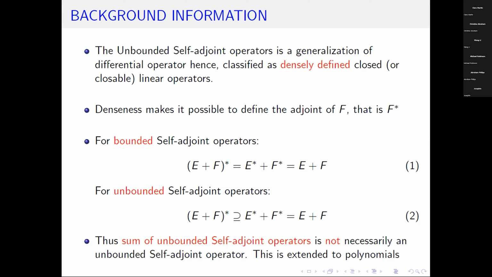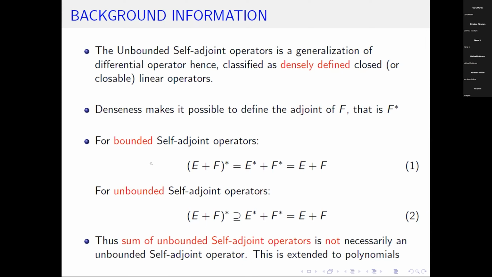Now, the self-adjoint operators are densely defined. By that I mean that the closure of the domain of the operator is equal to the whole space. Therefore, the idea of denseness is very important in our study, because it helps us to define the adjoint of the operator. And now, when the operators are bounded, then the adjoint of the sum of the operators will be equal to the sum of the individual adjoints, E plus F. That's the case when they're bounded.